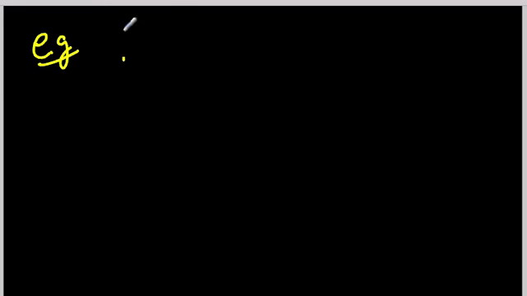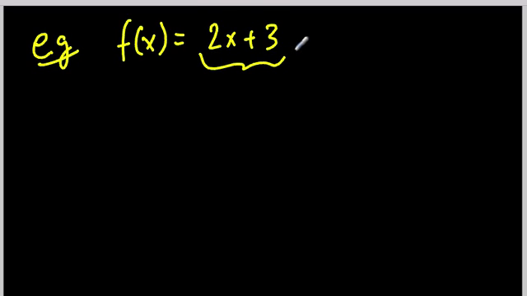So let's say, for example, f of x is equal to 2x plus 3. Just to clarify one more time, x is the input, and f of x is the output. So 2x plus 3 is the output. Once again, x is the input, and 2x plus 3 is the output. Let's go through some examples. For example, what is f of 1?